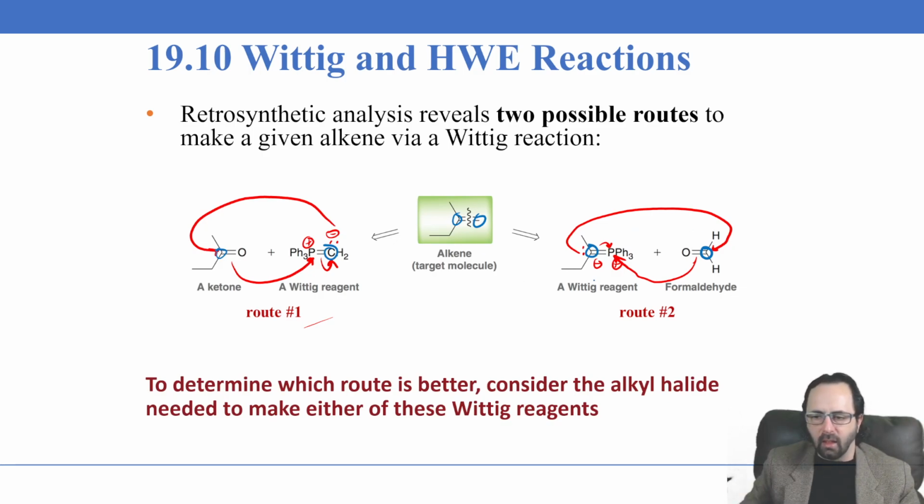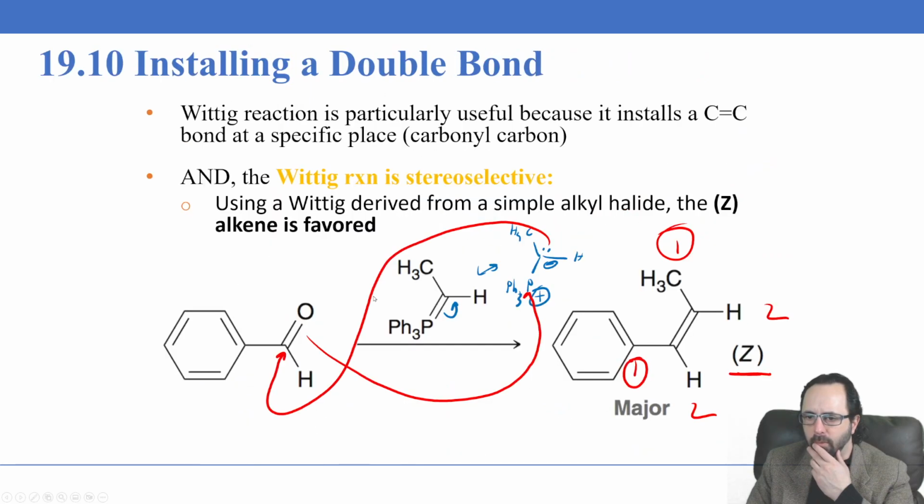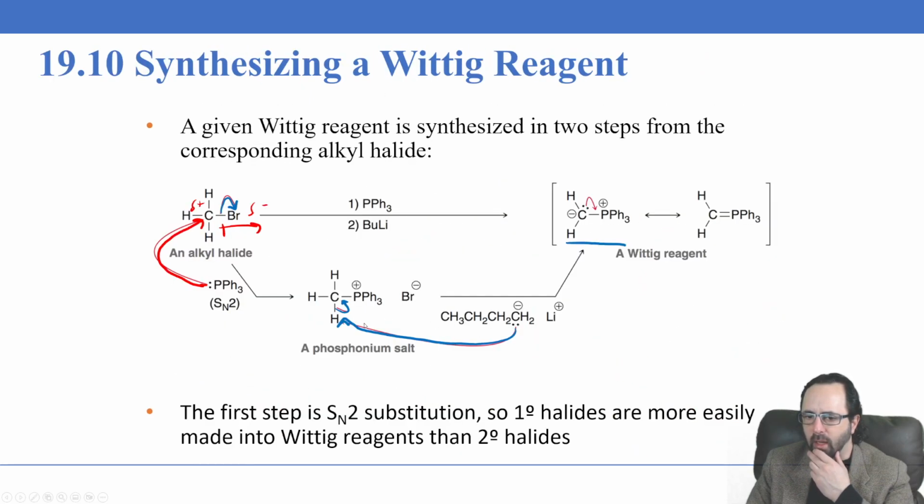And so the question is, synthetically, of the two possible routes, which one would you want to choose? And the decision that you make has everything to do with how easy it is to form the Wittig reagent. So recall from earlier that when we formed the Wittig reagent, it involved the nucleophilic attack here of this phosphorus lone pair on a primary alkyl halide, or in this case, a methyl alkyl halide. And so since this is an SN2 reaction, the less substituted the carbon is, the easier this is going to be to create that Wittig reagent.